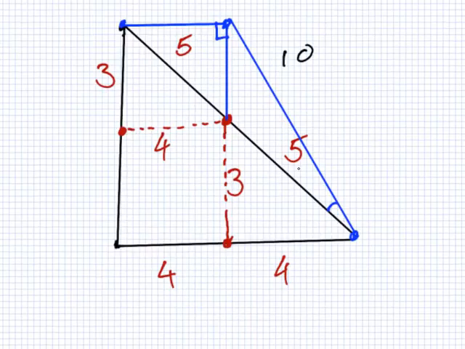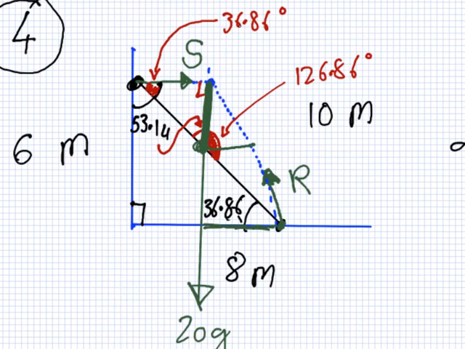Hang on, I'm confused. Let me go back in time. Am I sure that's 126? 180 minus 53.14. It's 126.86, yeah? All right. Let's go back in time. Let's start again. I've gotten too messy.